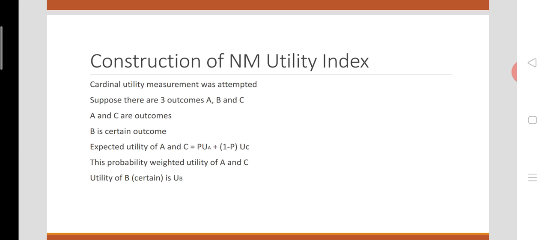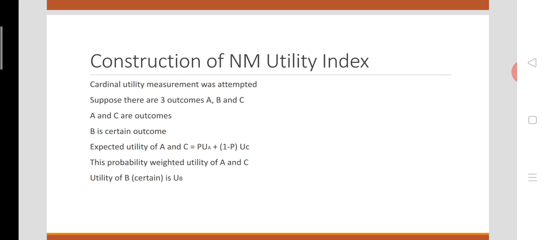Remember, A and C are the uncertain outcomes of an economic activity, and B is another option which is a certain outcome of an economic activity. For outcome B, if the certain option is chosen, its probability is 1. At the same time, probabilities for A and C could differ depending on the situation, as they are uncertain outcomes of an economic activity.